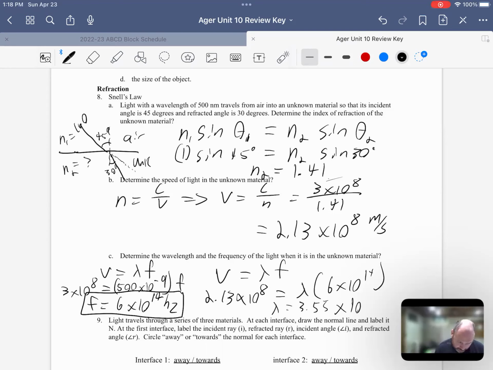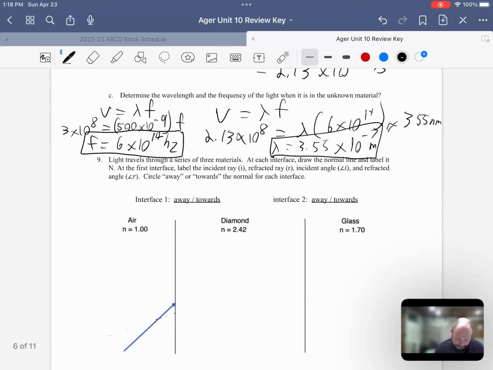to the -7th, right? I don't know. It's about that, and that's going to be 300. Yeah, I think that's right. And that's going to be 355 nanometers if you wanted to, but you could leave it just like that as long as you include meters on that.